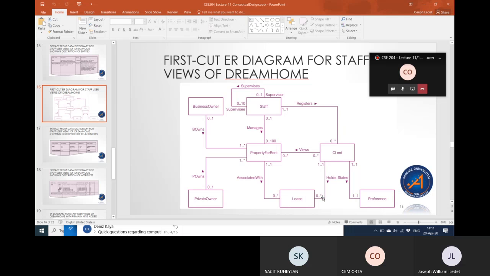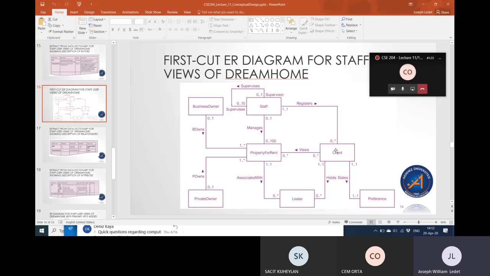A lease represents a client renting a property, which means it can only be one client and it can only be one property. A lease cannot represent two clients renting the same property or anything like that. Notice the zeros on each side here. The way we would read that is that a property doesn't ever have to be rented. It would make sense if it's a new property, or a bad property that nobody wants, then it might never have been rented, and that's okay. We're still managing it, we're still tracking it, even if it's never been rented before.